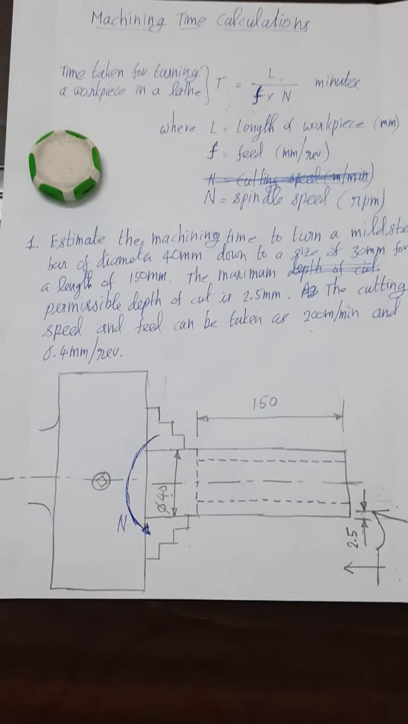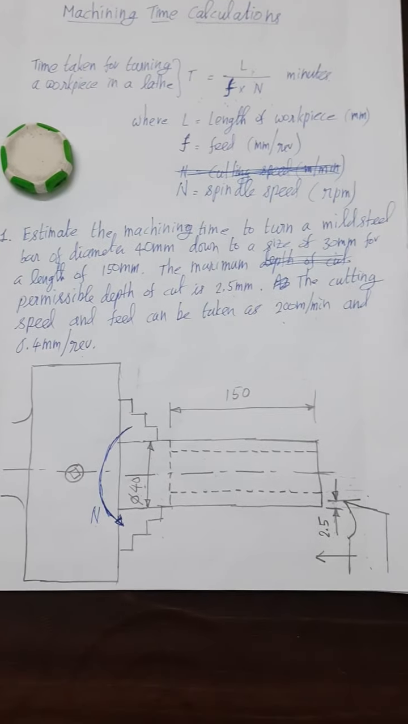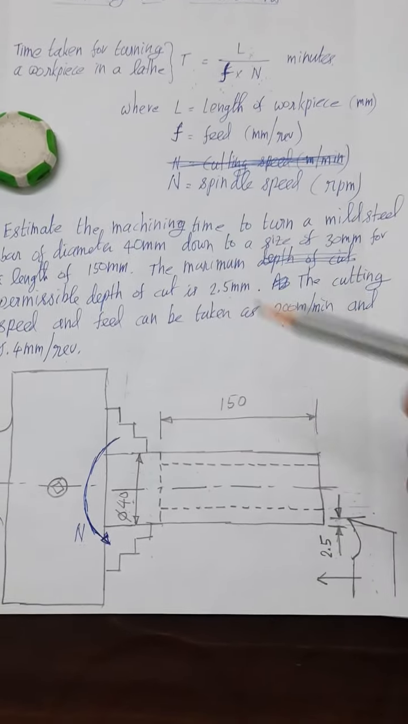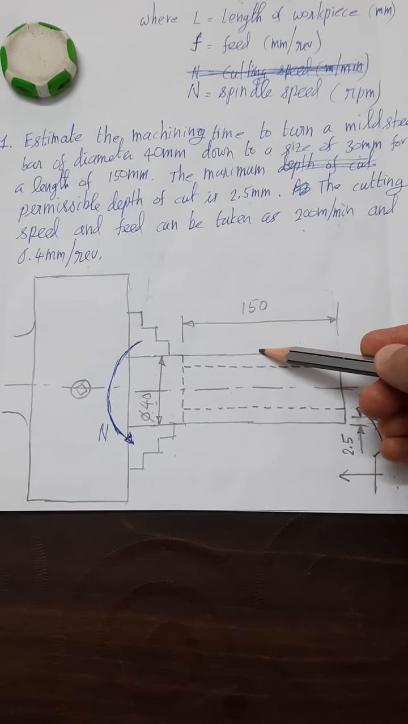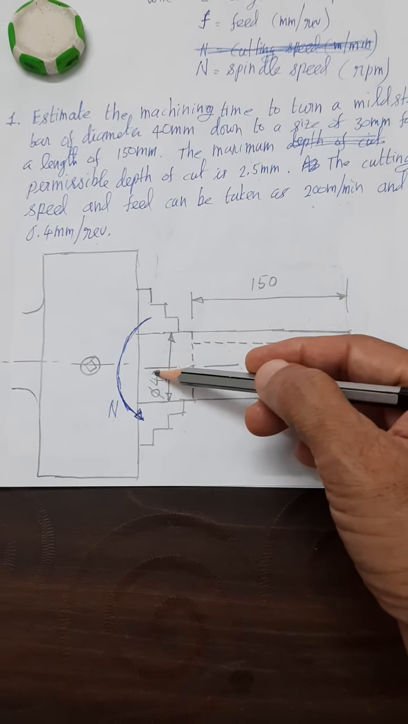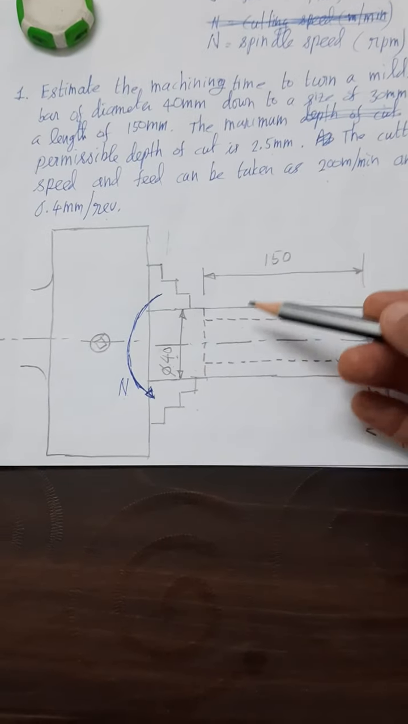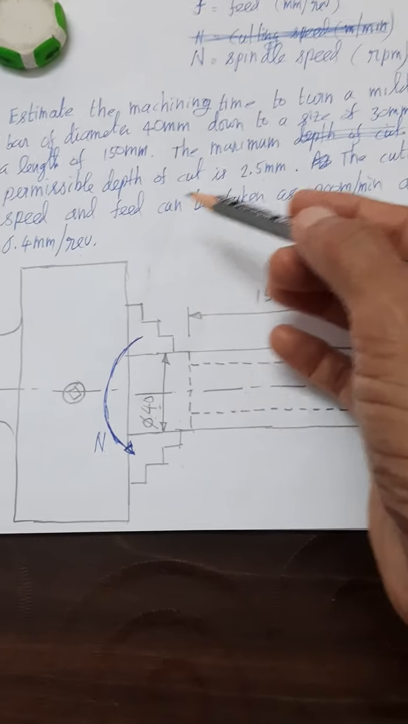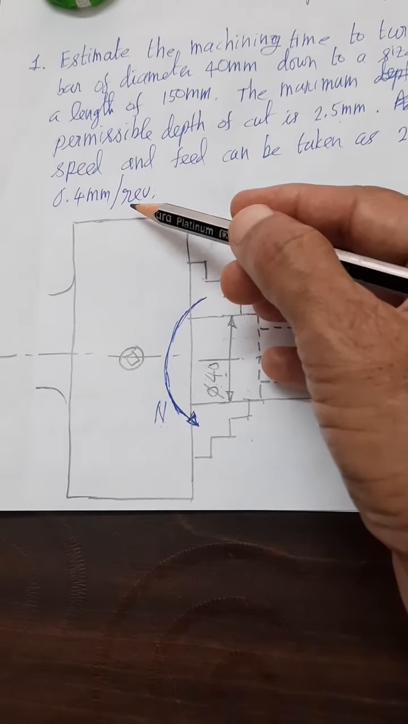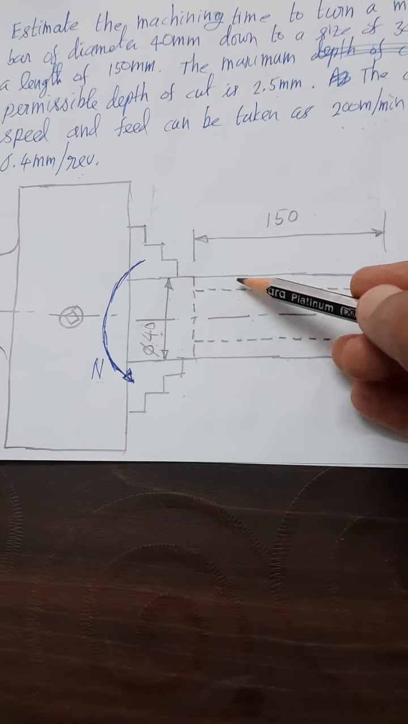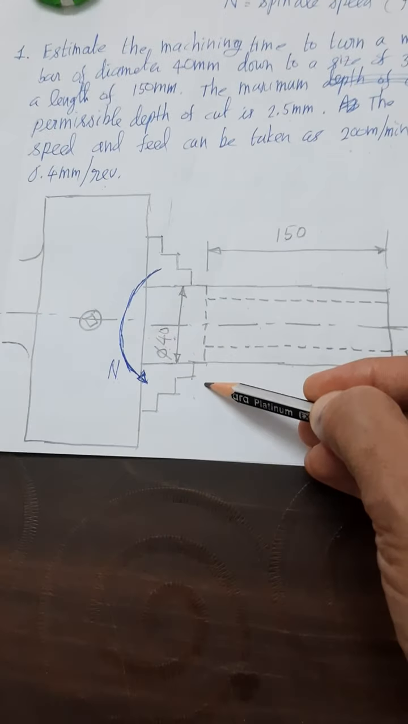Students, we are going to discuss a chapter on measuring time calculations. So, read this problem. We need to determine the time taken for turning a workpiece to reduce the diameter from 40 mm to 30 mm over a length of 150 mm. If the cutting speed is 200 meter per minute and the feed is 0.4 mm per revolution, how much time will it take for turning the workpiece to reduce the diameter from 40 to 30 mm? That is what we want to find out.